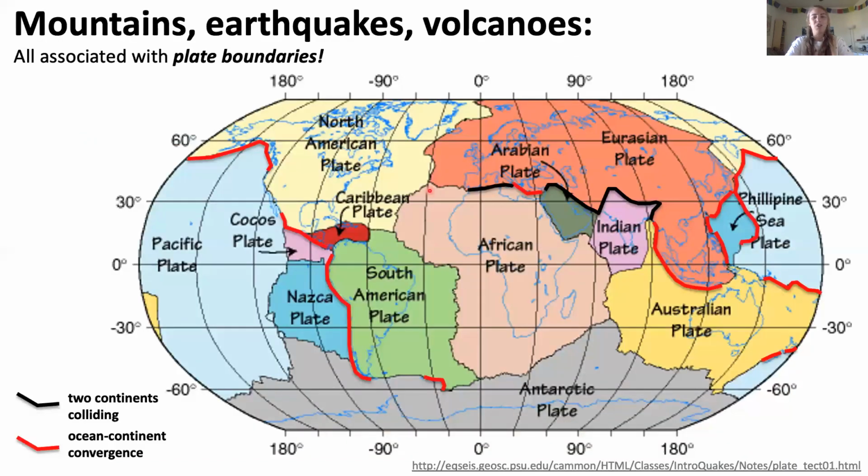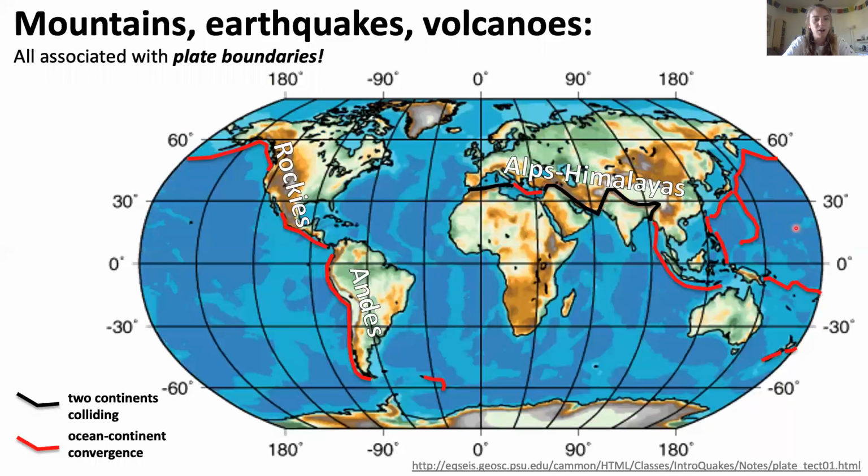This map shows all of Earth's oceanic and continental plates, which fit together like a giant global puzzle. And the black and red lines show places where the plates are converging or crashing together. When we compare these plate boundaries with global topography, we see that most mountain ranges occur along these convergent tectonic margins.